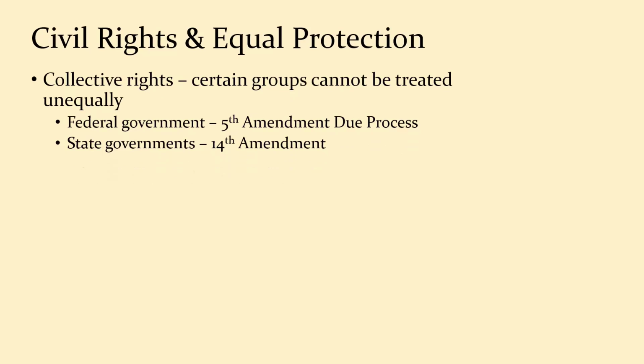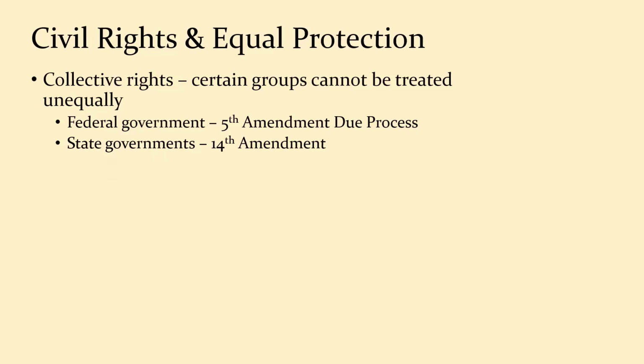The federal government is prohibited from differential treatment of certain groups through the Fifth Amendment's Due Process Clause. That's part of the Bill of Rights, and so it limits the national government. The 14th Amendment has a more explicit protection of civil rights in its Equal Protection Clause, and as we saw earlier, that amendment explicitly applies to state governments.